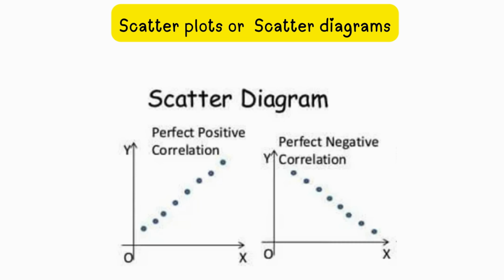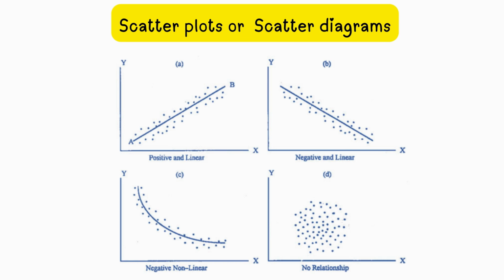However, in real life, in most of the cases, we do not have any perfect correlation. So the scatter plot looks like this, whether it is a positive and linear correlation or a negative and linear correlation. We also discussed that a correlation can be nonlinear. In this case, you can see a negative nonlinear correlation. And in this case, you can see a cluster where there is no relationship between the variables at all.